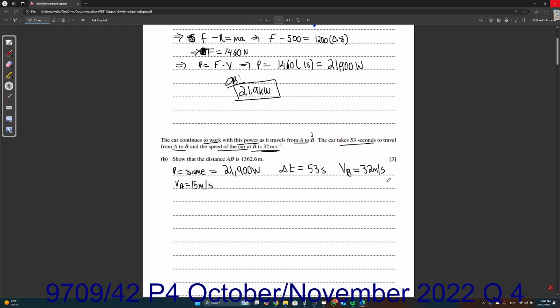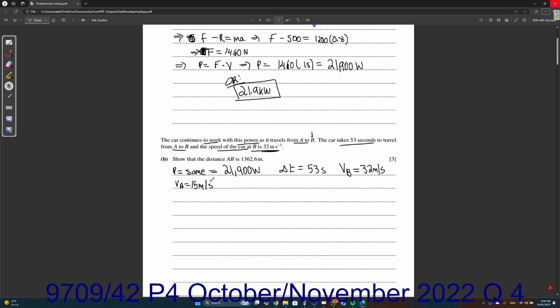Okay, VB is now 32 meters per second. We want to find the distance AB. We have the power and we have the time. Don't you know that the work done is equal to the power multiplied by the time? So we're kind of getting there. We're getting some hints. So we have the power, we have the time, so we can actually find the work there. And we have velocities at two different points, at the first point and the last point.